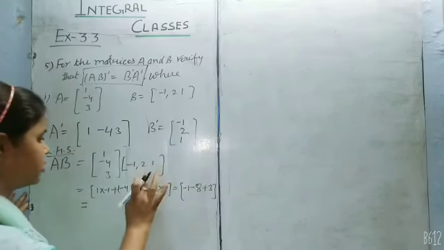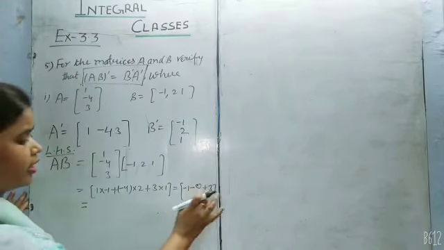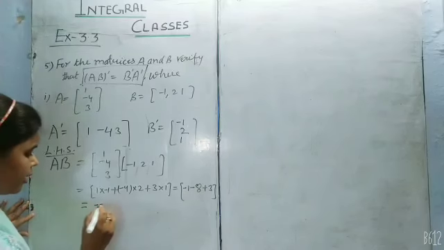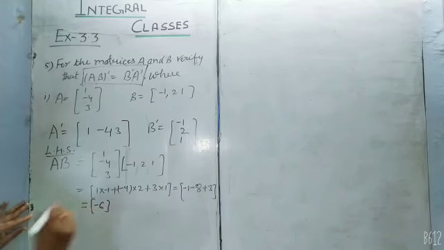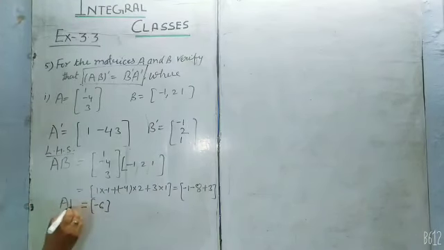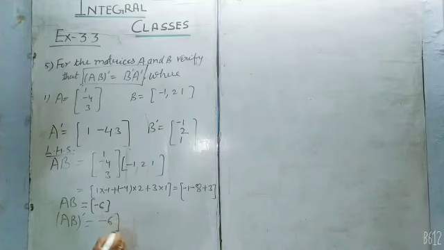Minus 9 and plus 3, minus 6. Okay, it is the product AB. Now we will take its transpose, AB transpose. So it will again be minus 6, because it is a single element in a matrix. Now the other side, the right hand side.